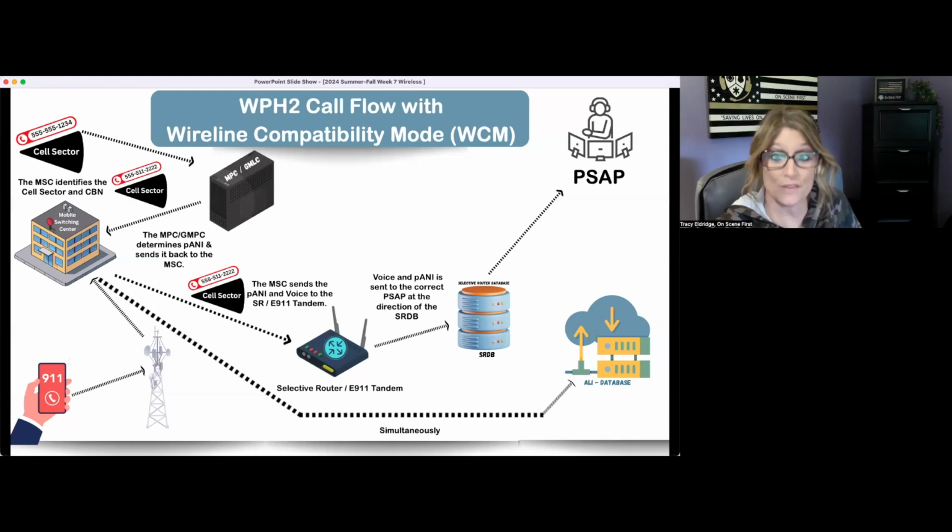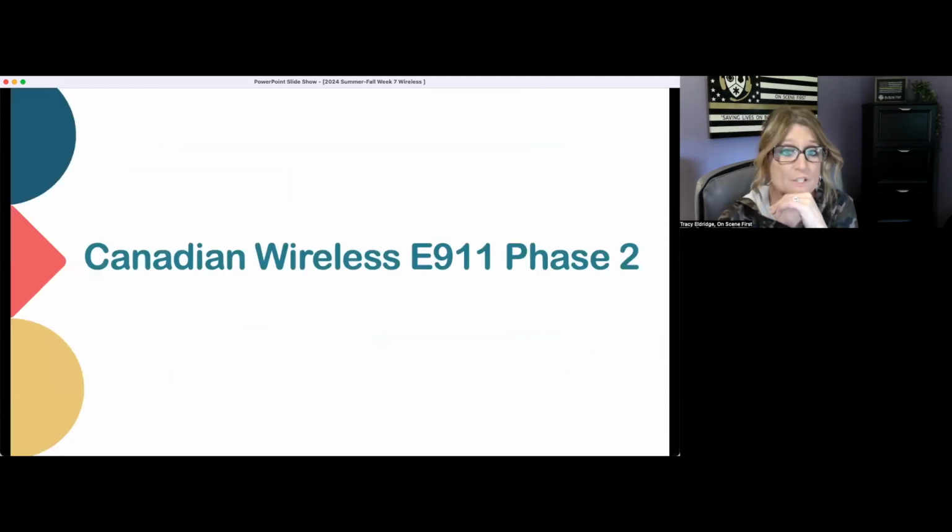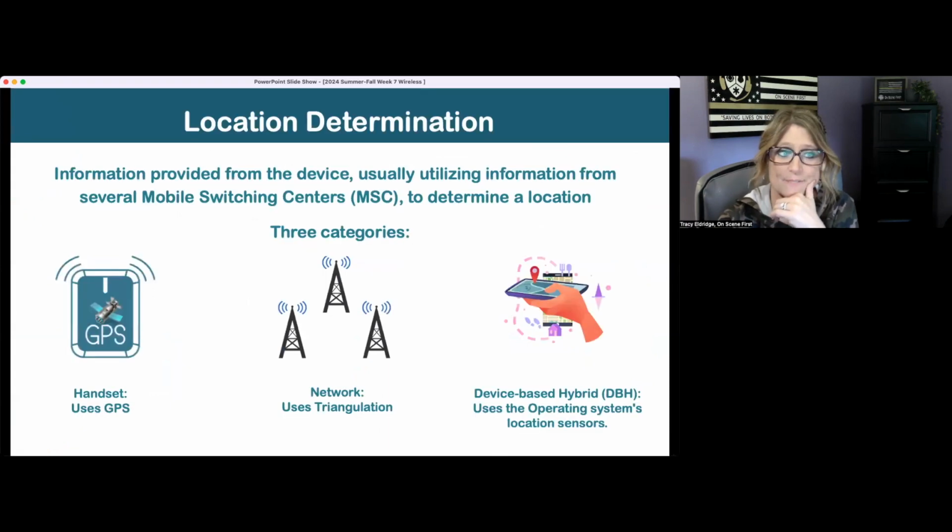You're going to need to know these. SRDB, selective router database. That call, the voice and the phone number, and the P-ANI are going to get to the PSAP, and then that phone number information is going to get parsed out and sent to the ALI database. That P-ANI is going to go to the database, and then back with it is going to come the location information that is associated with that particular phone call. Does that make sense? And then the Canadian phase 2 stuff we'll talk about at the Canadian times.